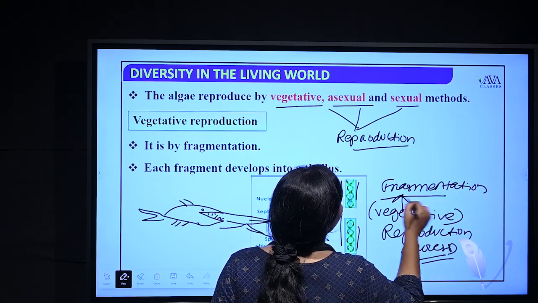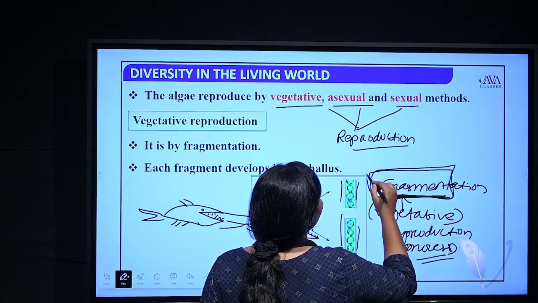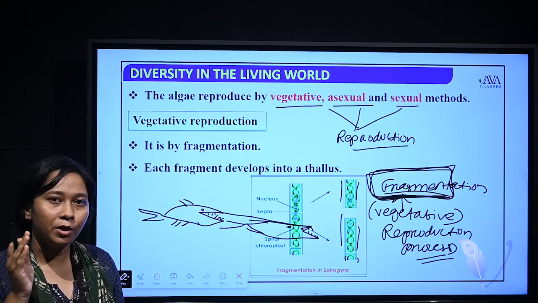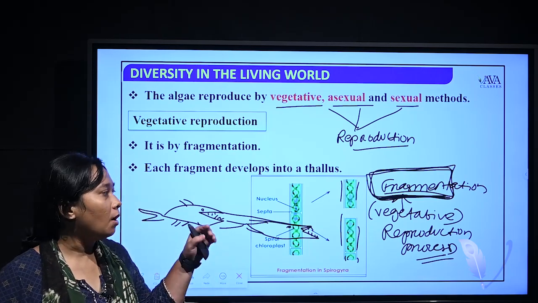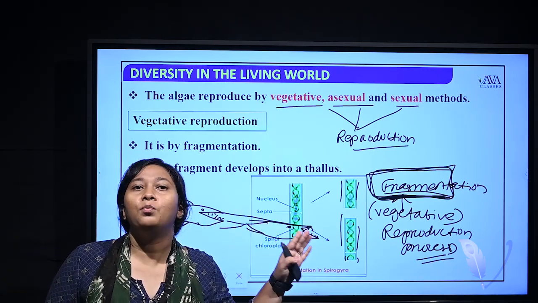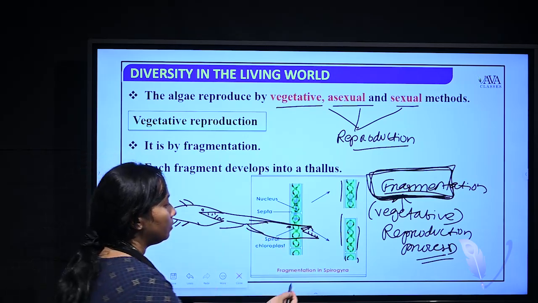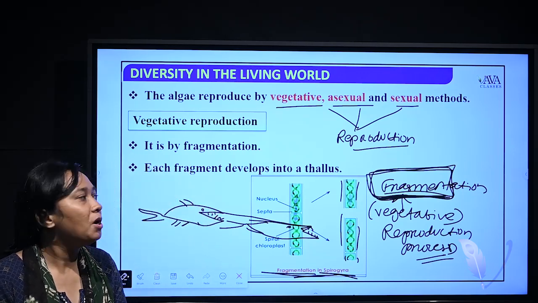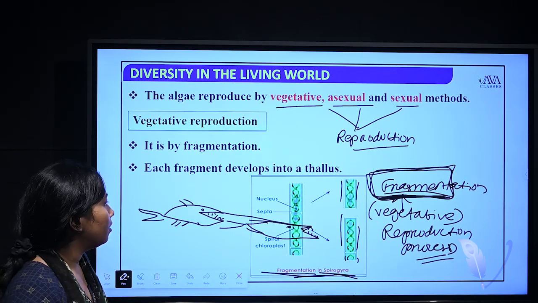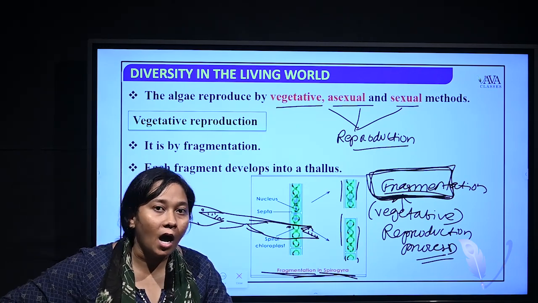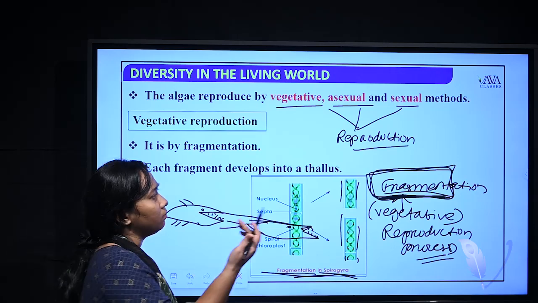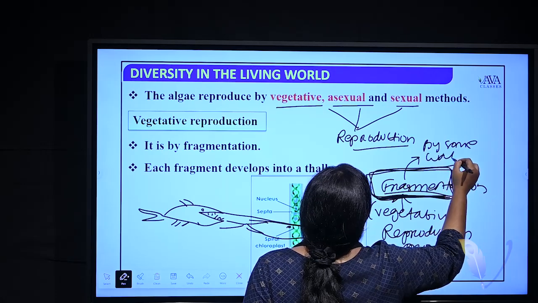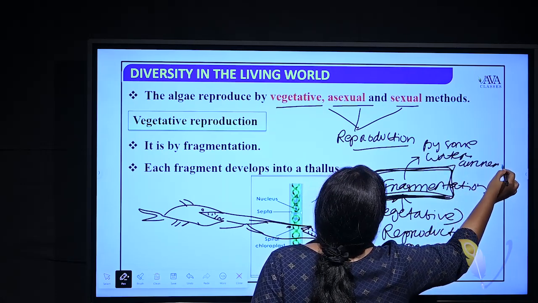It means a single fragment of Spirogyra. A single fragment of Spirogyra has the potential to completely make a new plant. That's why this is called fragmentation of Spirogyra or vegetative reproduction of Spirogyra. Okay, clear. And how does this process happen? By some water currents, or by predators.